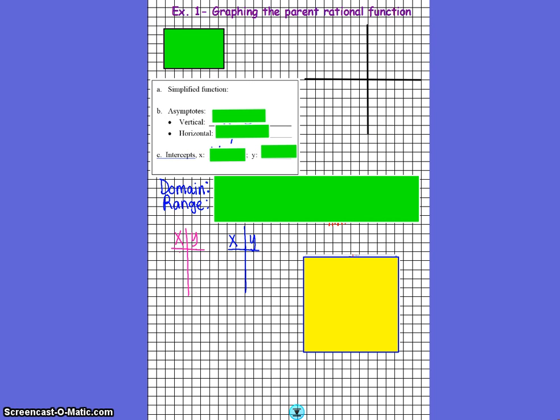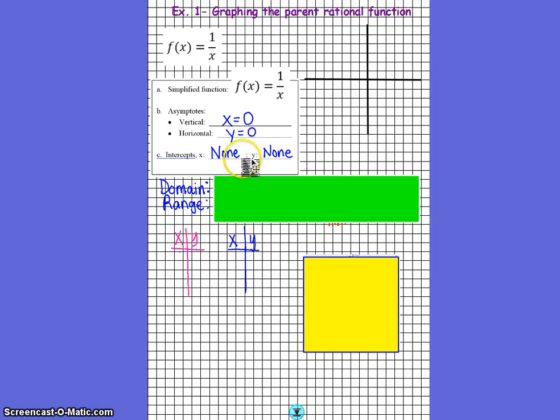Let's start off by graphing the parent rational function. Hopefully you remember the parent rational function is 1 over x. Start by pausing the video, writing the simplified function, find the asymptotes and intercepts. The simplified function of this parent function is already simplified as 1 over x. You should have found a vertical asymptote of x equals 0, horizontal asymptote of y equals 0, and no x or y intercepts. Let's start by graphing our asymptotes.